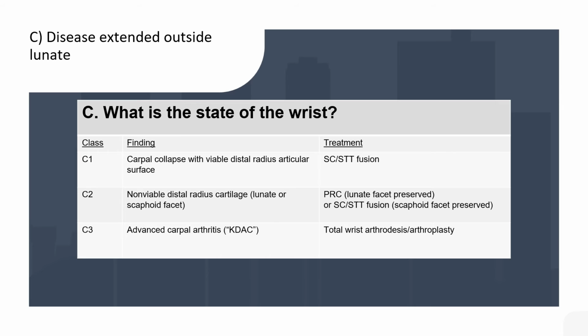What is the state of the wrist overall? And here we have three subcategories based on the involved articular surfaces. In class C1, there's carpal collapse, but the articular surface of the distal radius is still viable. Class C2, there's non-viable or involved distal radius cartilage in either the lunate or scaphoid facet, but not both. And in class C3, there's advanced carpal arthritis, or what we call KDAC, Kienbock disease advanced collapse. The treatment recommendations seen here involve bypassing the involved articular surfaces.